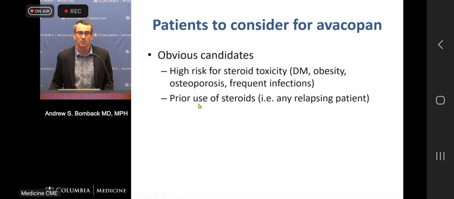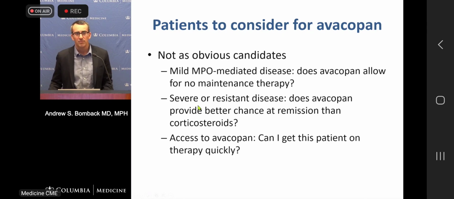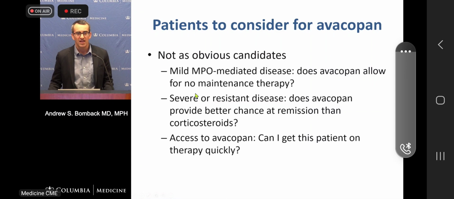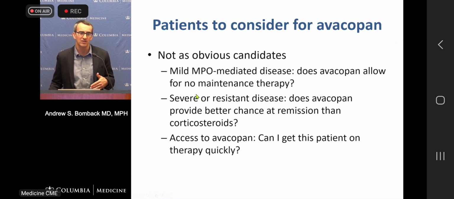Also, obvious candidates are prior use of corticosteroids, because we know that steroid toxicity is very heavily associated with cumulative steroid exposure. So any relapsing patient, I'm going to again think about using avacopan over corticosteroids. Patients that to me are not yet obvious candidates: if you have mild MPO-mediated disease, can I use avacopan to allow for no maintenance therapy? I think that's a very intriguing part of using avacopan.